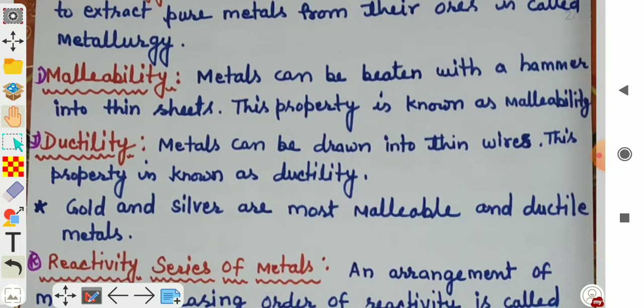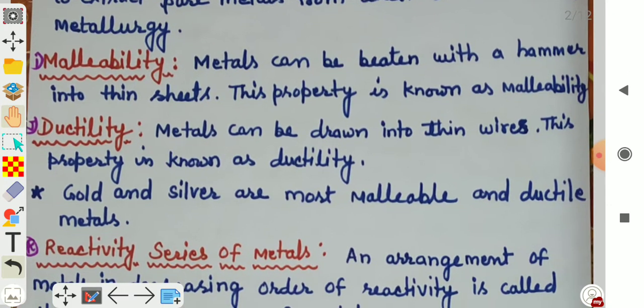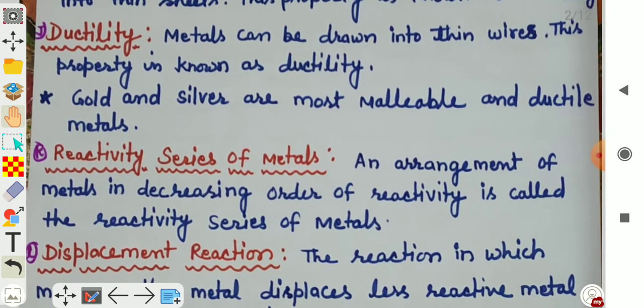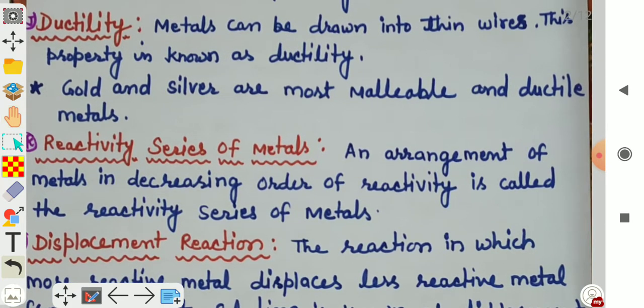Next is malleability. What do you mean by malleability? Metals can be beaten with a hammer into thin sheets. This property is known as malleability. Ductility, metals can be drawn into thin wires. This property is known as ductility. In general, all the metals are malleable and ductile. Gold and silver are the most malleable and most ductile metals.